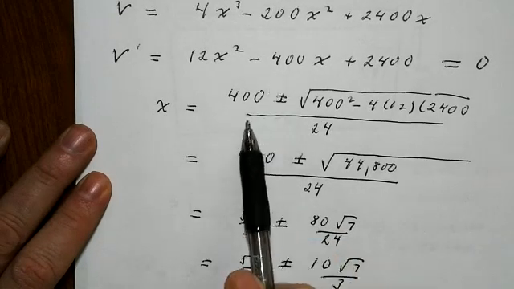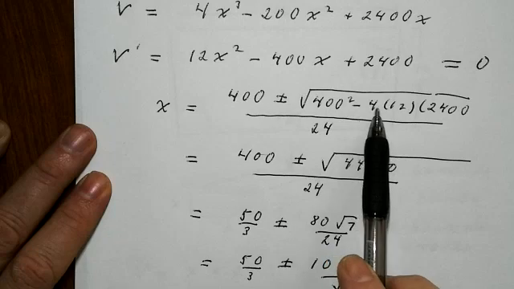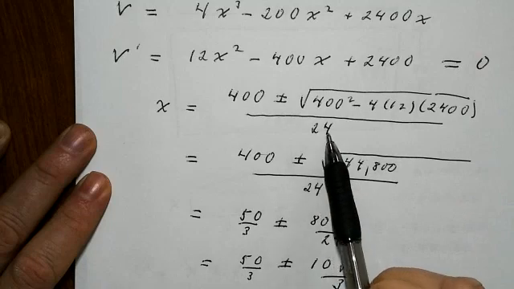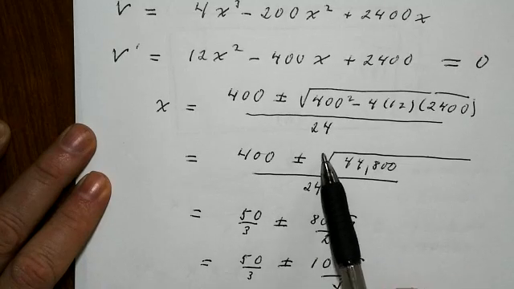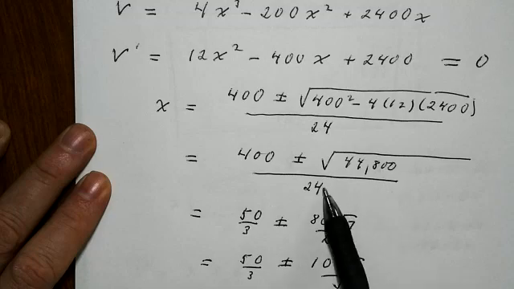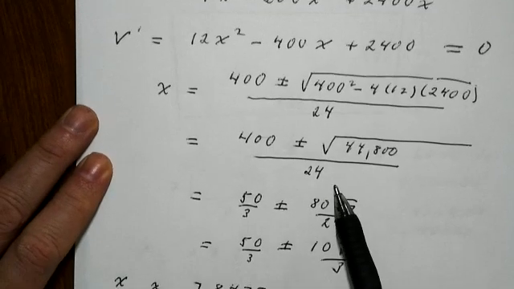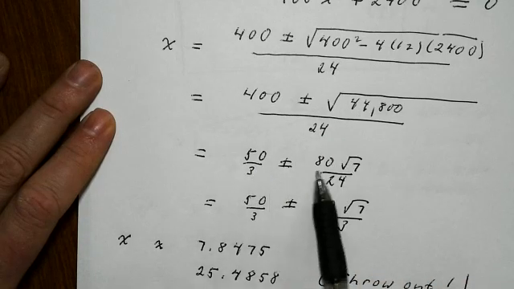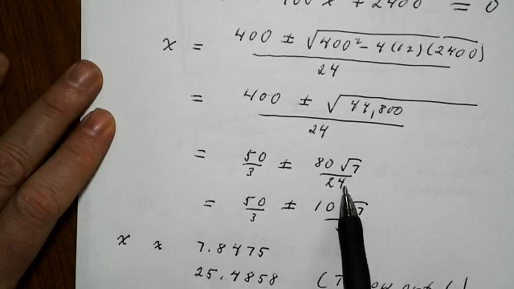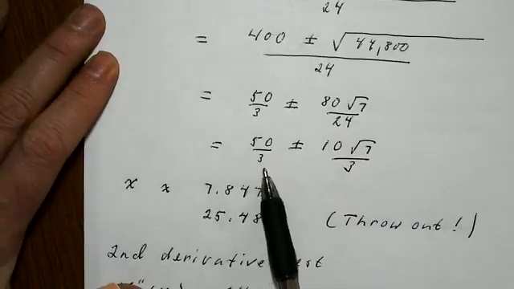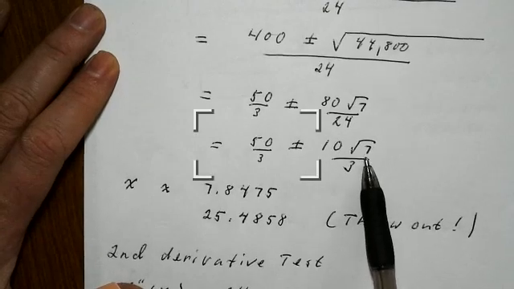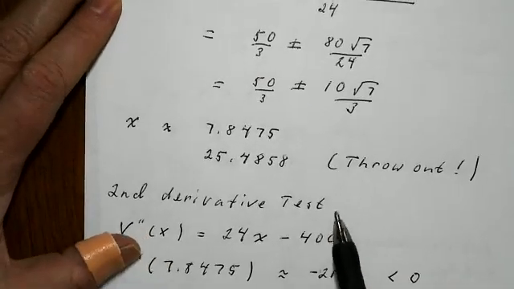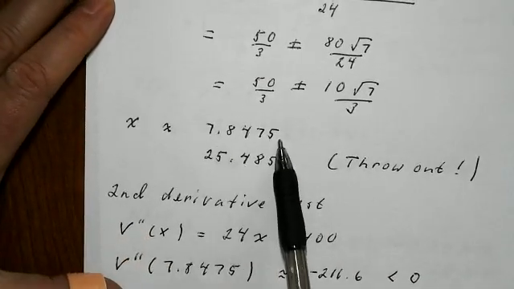I use the quadratic formula, minus b plus or minus the square root of b squared minus 4ac, all over 2a. This is 400 plus or minus the square root of 44,800 all over 24. This can be simplified. I'll let you verify that on your own. It's 50 thirds plus or minus 80 times the square root of 7 over 24, which simplifies to be 50 thirds plus or minus 10 times the square root of 7 over 3. Now these are the exact values, but for subsequent calculations, we'll just go ahead and use their decimal approximations.